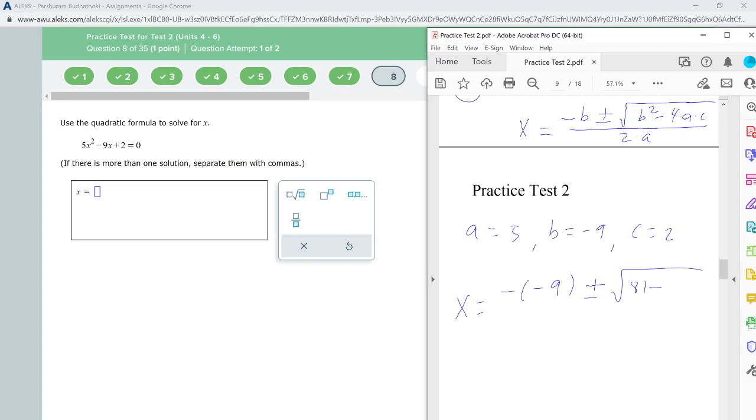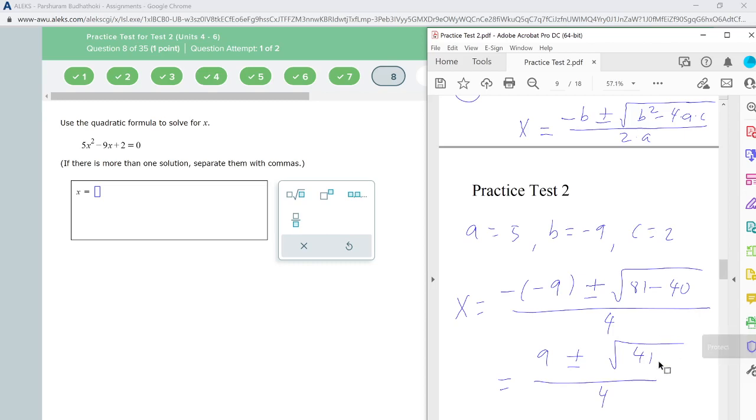Negative times negative is positive. 4 times a is 5 and c is 2. So 4 times 5 times 2, which is 40. 4 times 5 is 20, 20 times 2 is 40, divided by 2 times a, which is 4. Okay, so now just try to simplify it. Negative times negative is positive 9, plus minus, 81 minus 40 is 41, divided by 4.